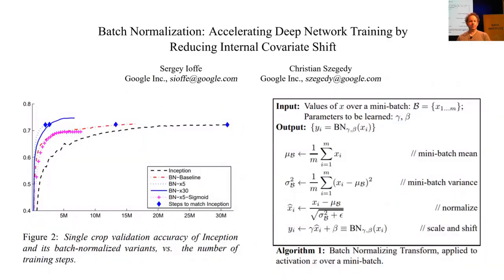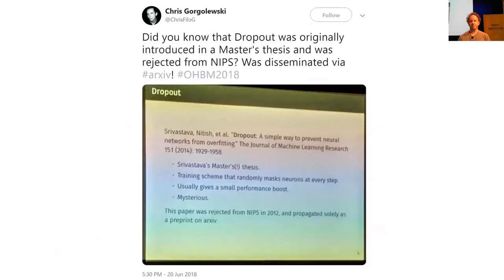And it comes from this paper. Actually, before I do this, I just want to mention one other really funny thing. Dropout, I mentioned it was a master's thesis. Not only was it a master's thesis, one of the most influential papers of the last 10 years, it was rejected from the main neural nets conference, what was then called NIPS, now called NeurIPS.